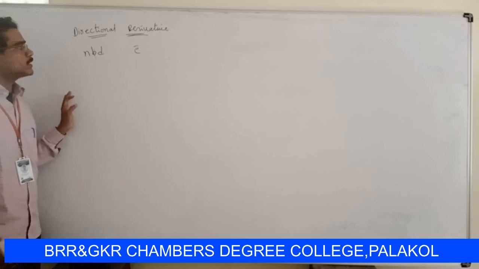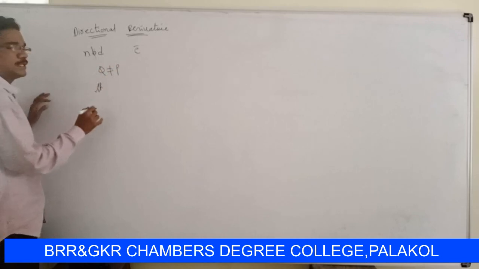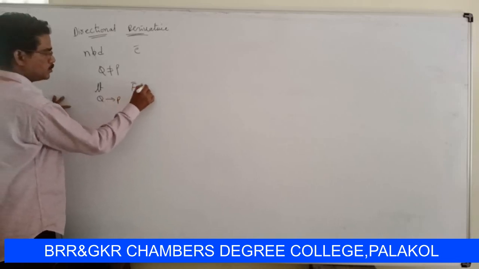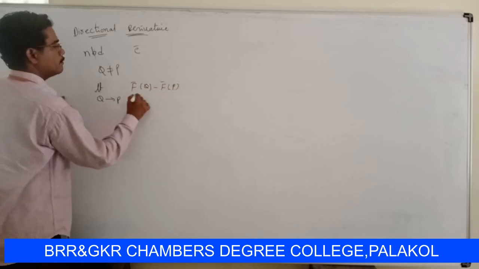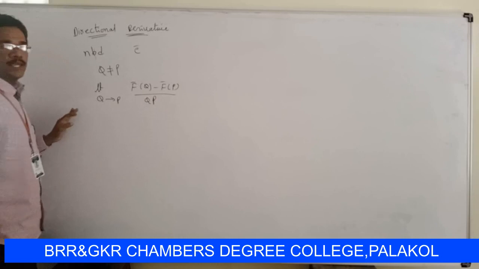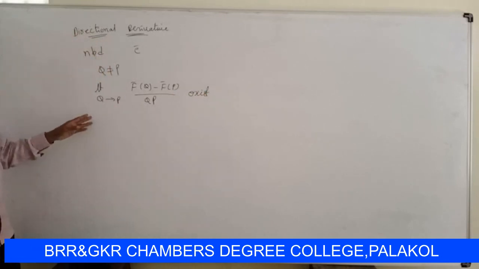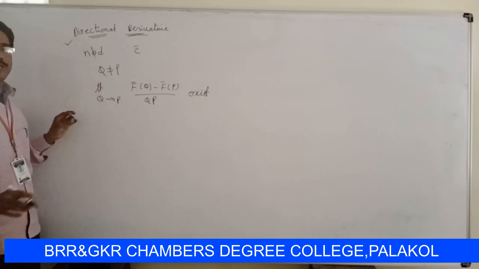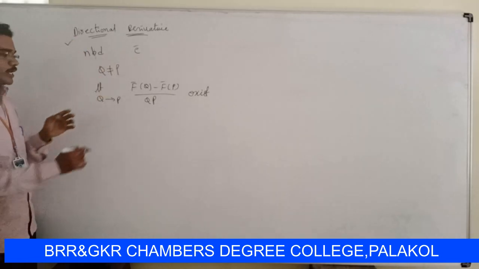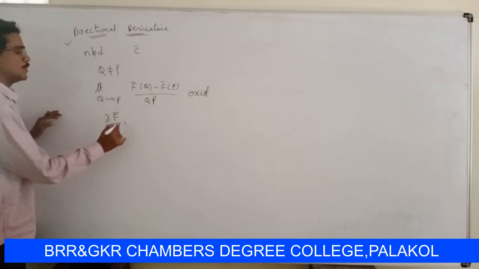Q not equal to P. If the limit as Q tends to P of f of Q minus f of P by the position vector QP exists, then the limit is called the directional derivative of f at P in the direction of E bar, and it is denoted by dou f by dou E.